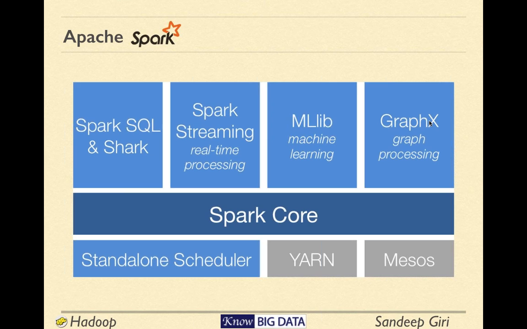All right. Now, Spark Streaming is a real-time processing tool. We will go into the basics of Spark Streaming, and MLlib we will not be discussing here because that is a little too advanced for this session. And GraphX is for graph processing. All right.